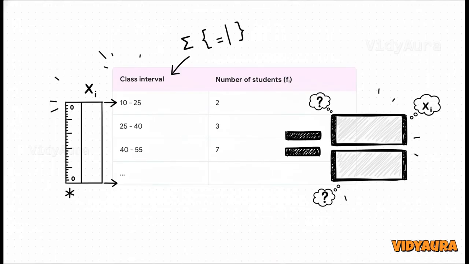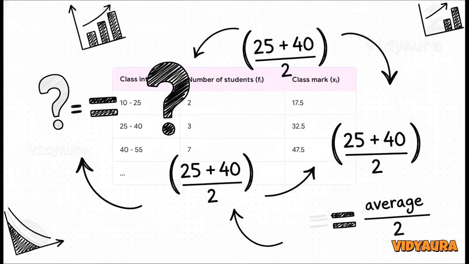Our very first job is to add a new column and calculate the class mark, that Xi we just talked about, for every single row. Let's do the first one. For the interval 10 to 25, we do 10 plus 25 divided by 2, and that gives us 17.5. Simple. For the next one, 25 to 40, we do 25 plus 40 divided by 2, and that's 32.5. And we just keep going, doing that same calculation all the way down the table.